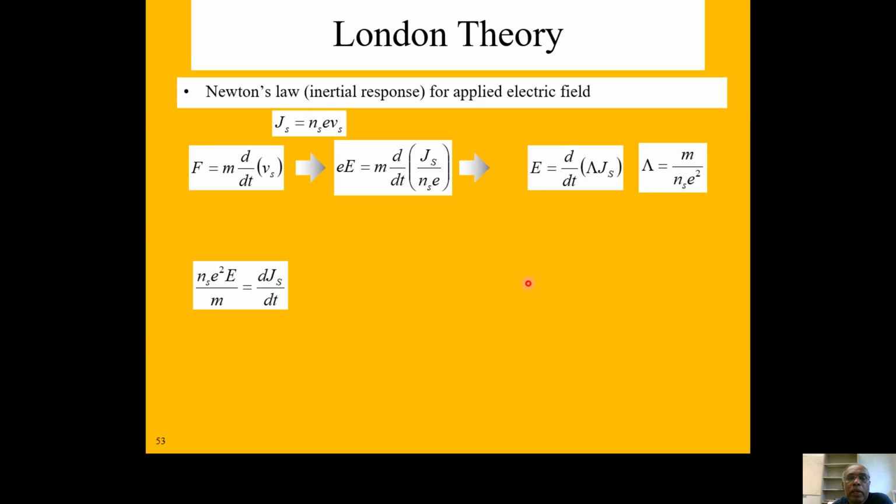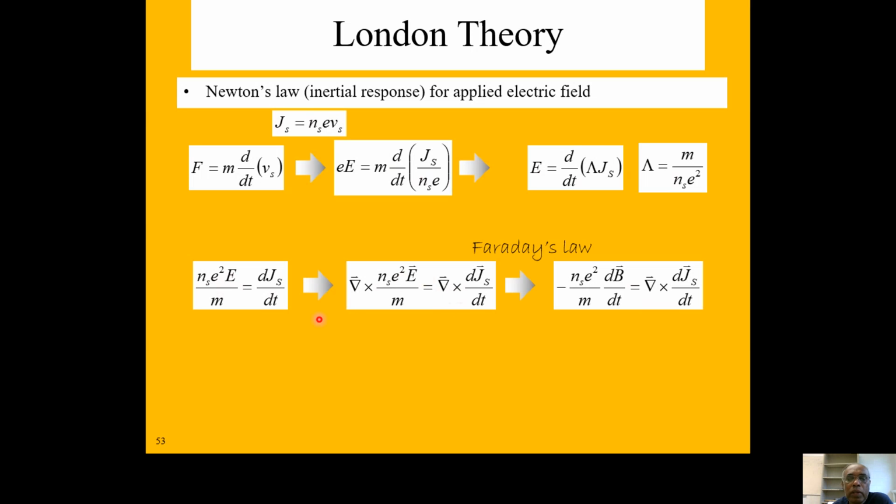Now I can write dJs over dt equals ns e squared over m times E, right? You just take gamma out. So dJs over dt equals this, in terms of these parameters. That's simple to show. Now I take the cross product with grad, so I take grad cross of both sides, grad cross of dJs over dt.